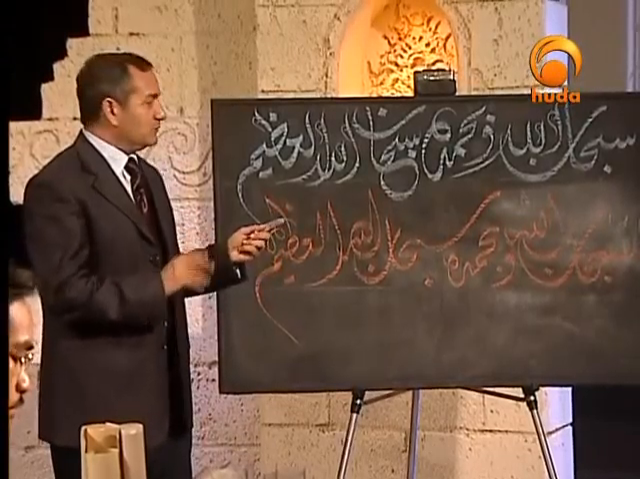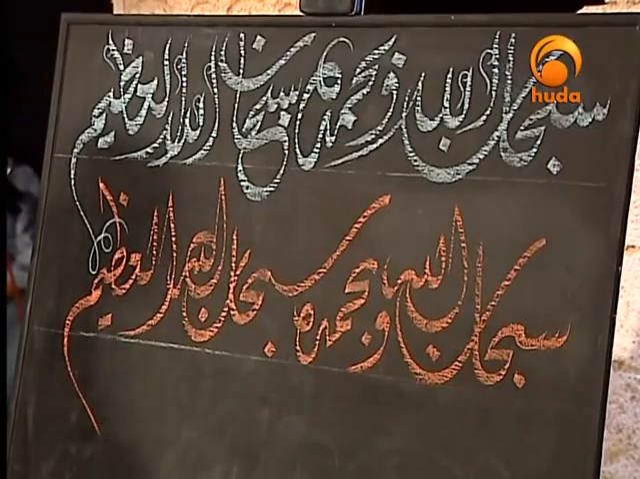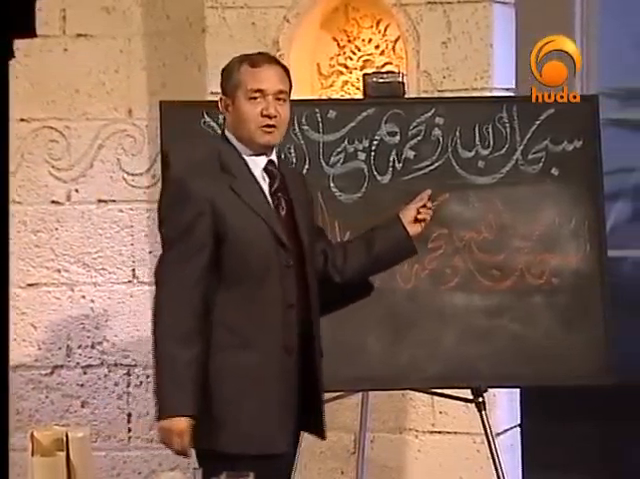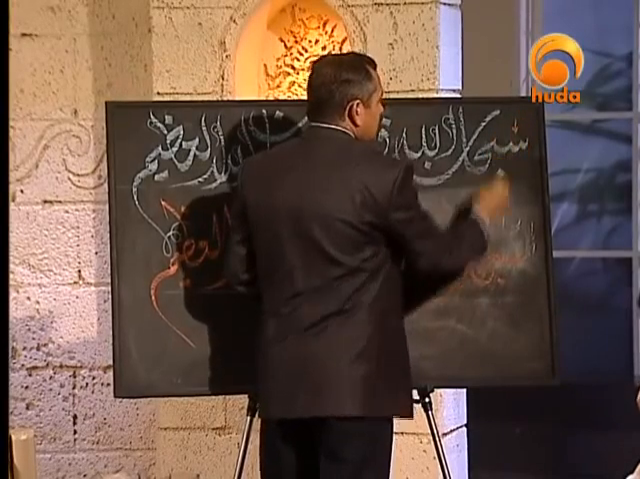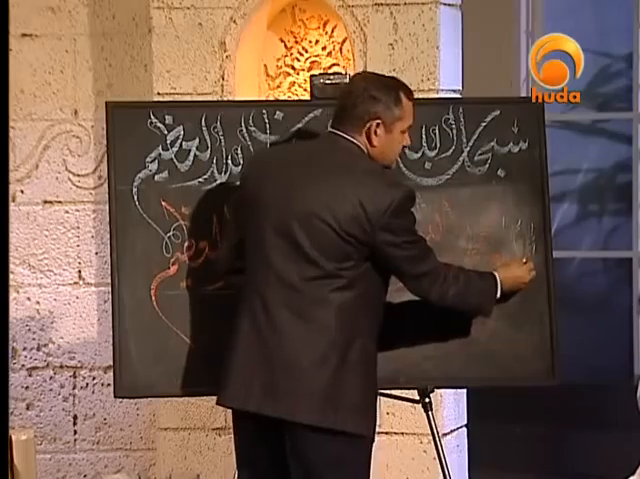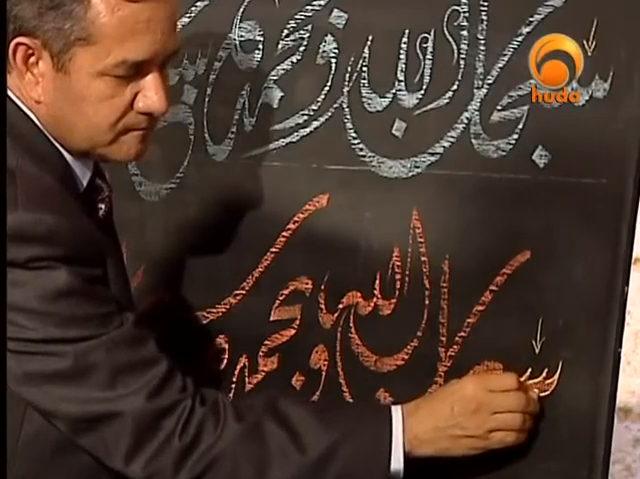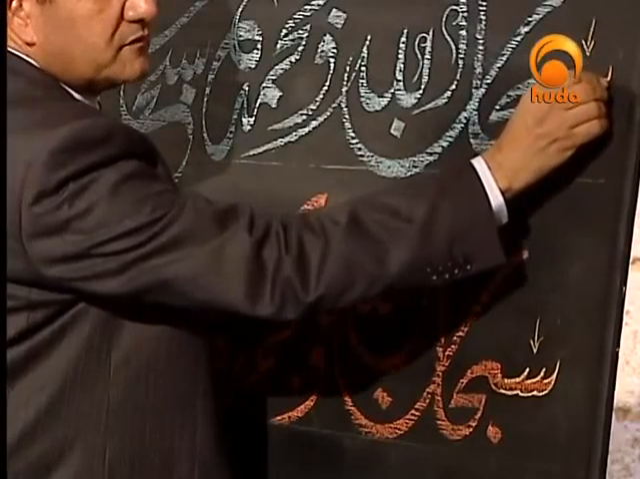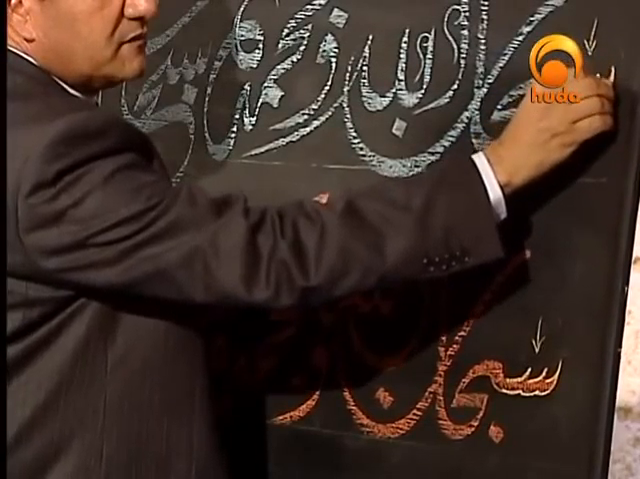We can see the difference between the two styles at first glance, but let's check each letter separately, starting from the sin of Subhan. Look at this sin, and see this one here is straight. But this is curved. Three curves of sin, very clear curves.